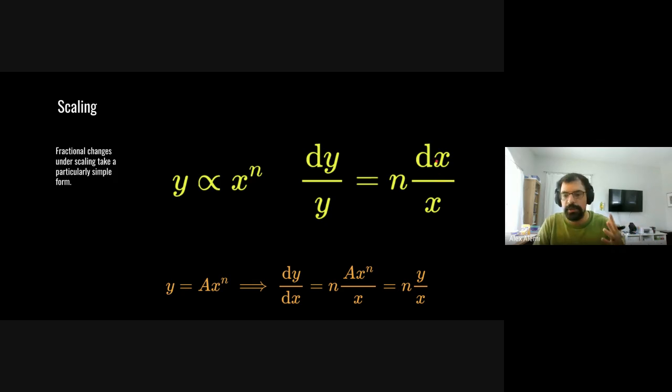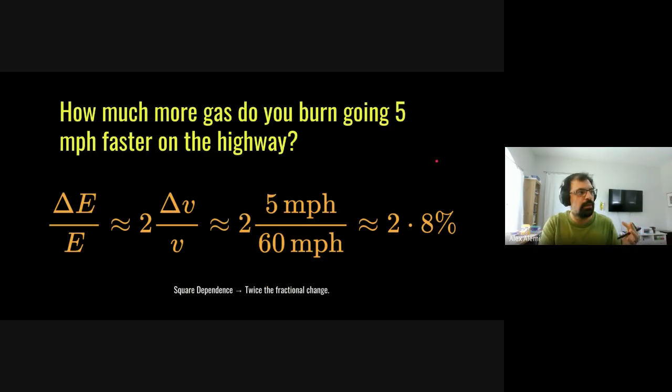And that works for any power law. And so assuming that we have small changes, we can just multiply those changes by whatever power we have. So going back to our highway question, if we're going 5 miles an hour fast on the highway, because we know that energy goes as v squared, the fractional change in the energy is just 2 times the fractional change in the velocity. If we change our speed by 5 miles an hour out of 60, that's 1/12. That's 8%. 2 times 8% is 16%. You use 16% more fuel going 5 miles an hour faster on the highway at 60 miles an hour.